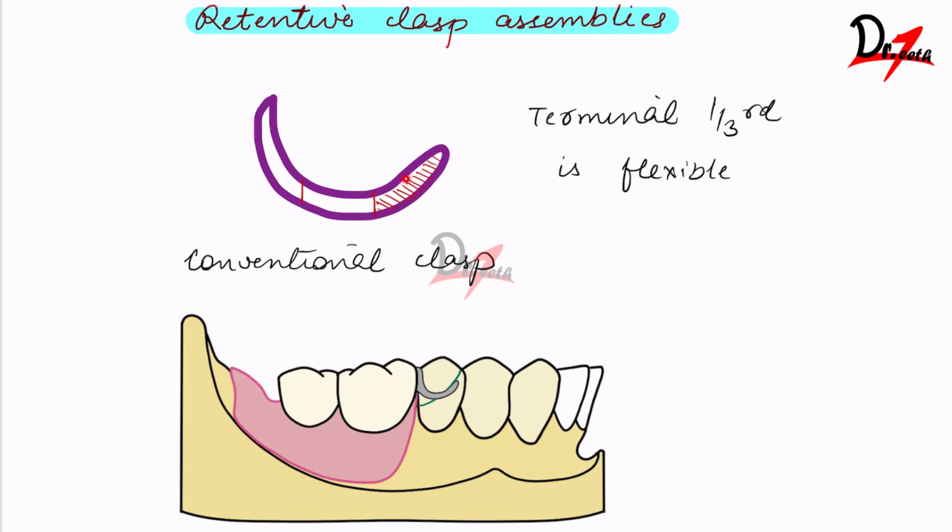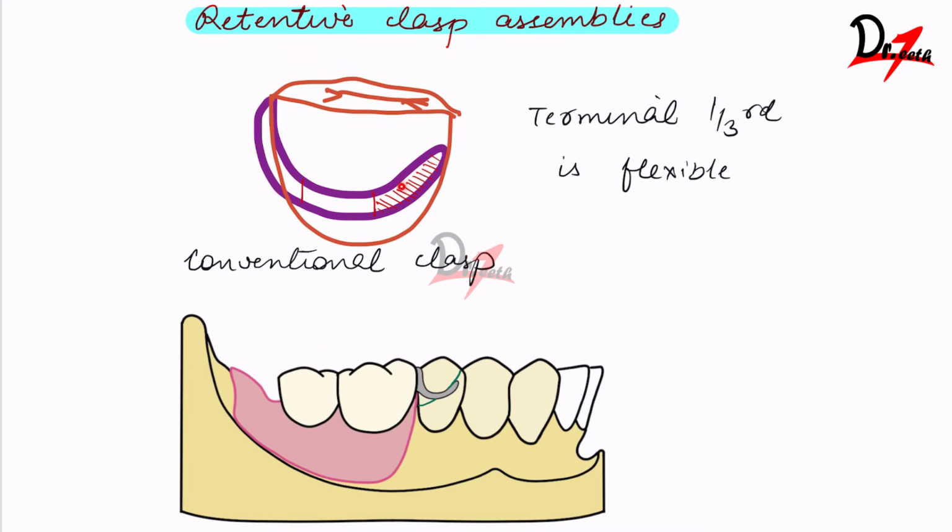Okay, so this right here represents a clasp. Now, the clasp can be divided into three parts. Now let us suppose we have a tooth right here. Anyway, so let us suppose this is our clasp. It can be divided into three parts. We have the proximal 1/3, this is the middle 1/3, and this is the terminal 1/3.